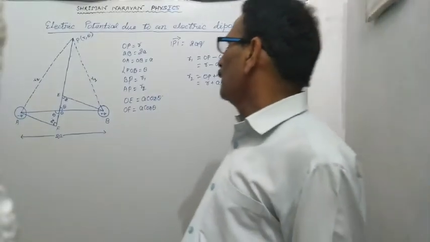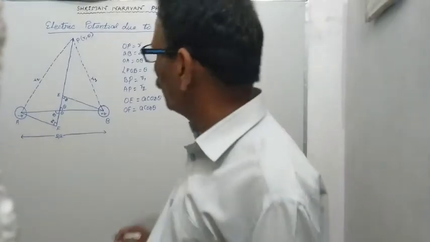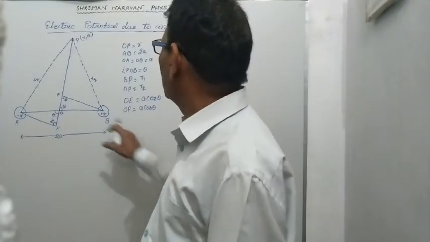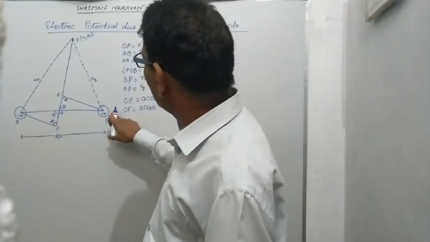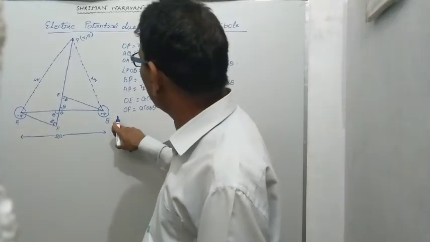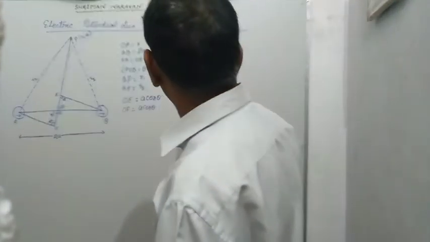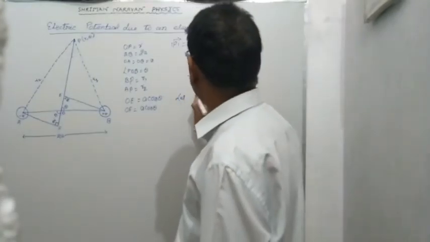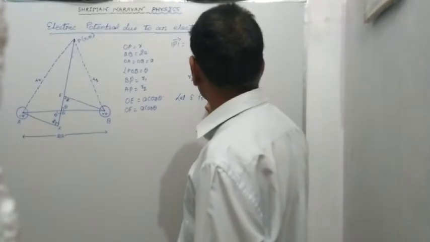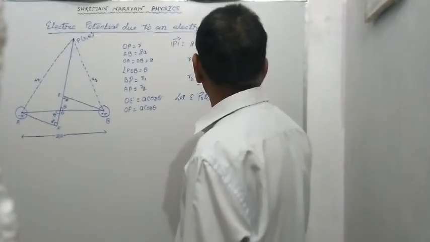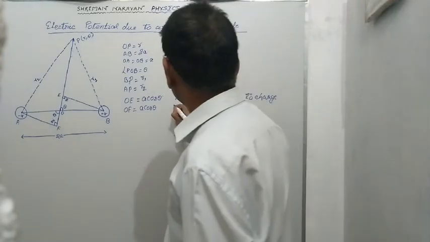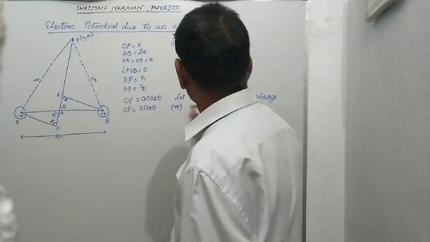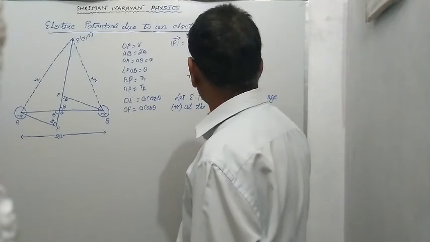Now we are going to calculate the value of electric potential due to these two charges at the point P. So firstly, we will calculate the value of electric potential due to this charge plus q located at the point B, at the point P. So let the electric potential due to charge plus q at the point P be V1.